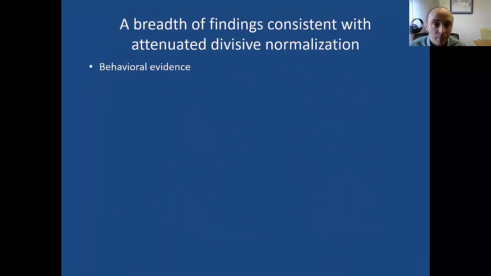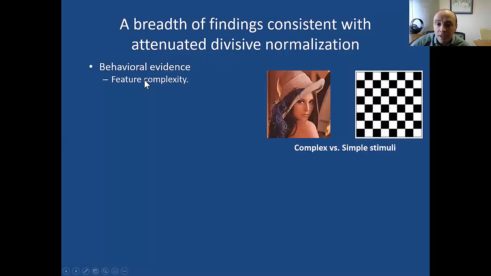Okay, so that's just one example. In the original paper, we provided a number of observations and neural network simulations showing that we can account for a breadth of findings in the autism spectrum disorder literature as a consequence of attenuated divisive normalization. So there's behavioral evidence related to feature complexity. Often you find in the literature that individuals with autism have difficulty processing complex features such as faces, but they have improved processing, better processing of simple stimuli than individuals with typical development. And this attenuated divisive normalization model can account for both of these findings.